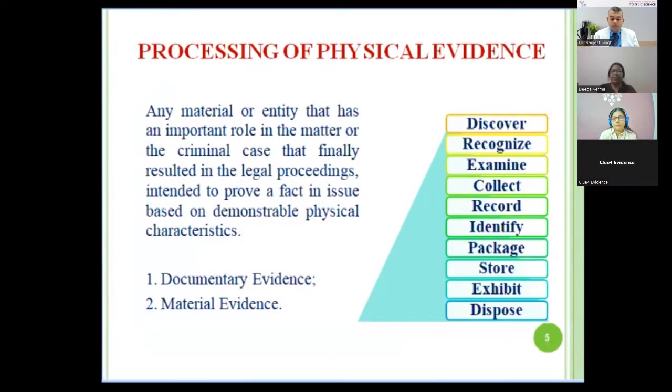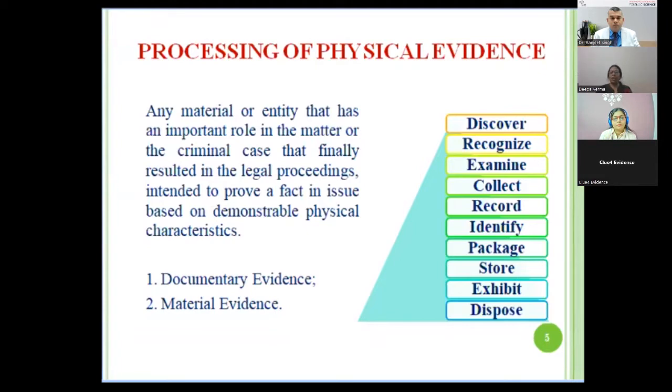As a document examiner, while processing physical evidence, it is important to know that it is any material or entity that has an important role in the matter or the criminal case that finally resulted in the legal proceeding, intended to prove an effect in issue based on demonstrable physical characteristics. This may be documentary evidence or material evidence.